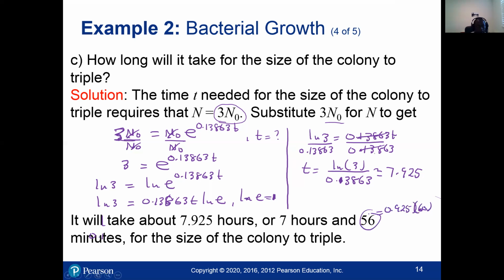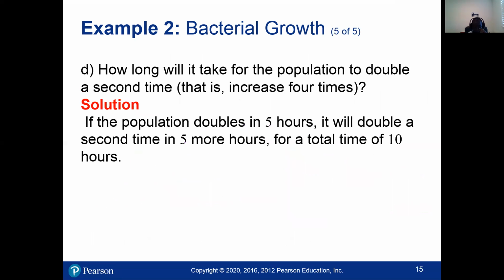Okay. All right. Then finally, it says, how long will it take for the population to double? So double the second time. That is what? 4 times. All right. So this is how we can solve it. That's one way. If the population doubles in 5 hours, it would double a second time in 5 more hours. So the total time is what? It is 10 hours.